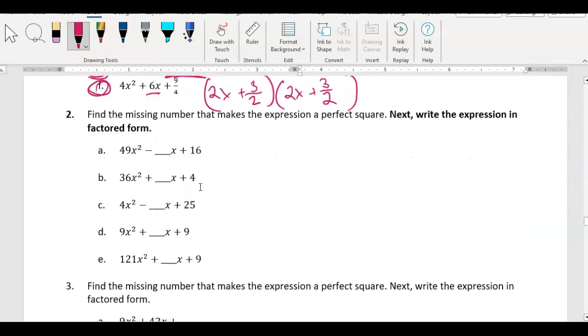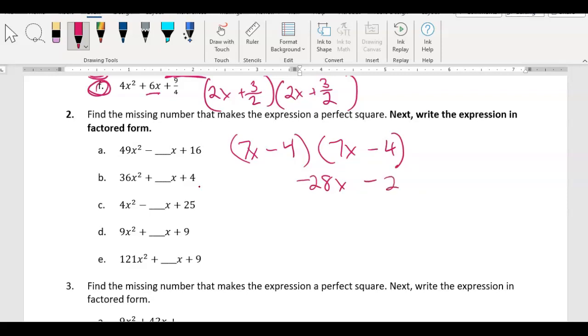All right, number 2 says find the missing number that makes the expression a perfect square. Next, write the expression in factored form. All right, so we want to figure out what is the number here in the middle that would make this a perfect square. So if we are going to rewrite this as a perfect square, we would write it as (7x minus 4). I'm saying minus 4 here because I see a minus here, right? So if I were to rewrite this as (7x minus 4) times (7x minus 4), I would get minus 28x here, and then minus 28x here, which would be negative 56x.